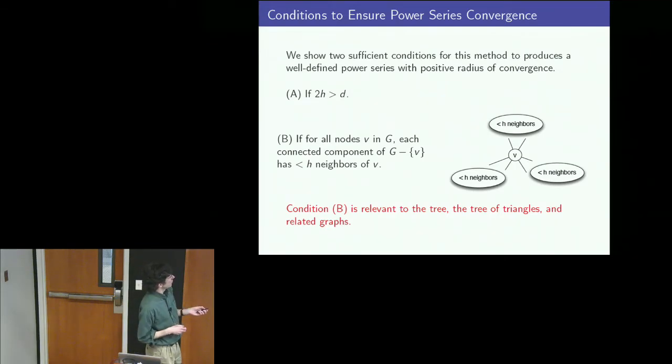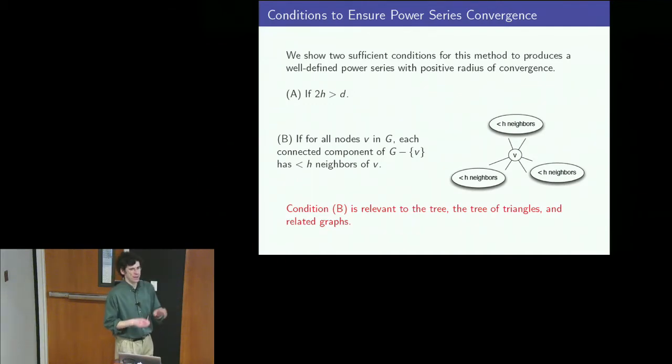Suppose that for every node in G, each connected component of G minus V contains less than H neighbors of V. Okay, so that takes a while to digest, but it's what's happening in the tree of triangles. It says H is the healthy threshold.